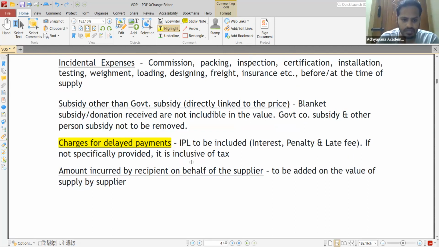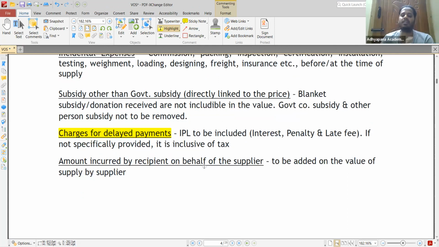Then amount incurred by the recipient on behalf of the supplier. See, I am a supplier, you are the recipient. I have agreed to transport the goods from my place to your place. When you received the product, you paid the transporter on my behalf. What we agreed was that only I will provide transportation. Since you paid on my behalf, that value has to be added to the value of supply. Clear? Because we have already agreed for that product. So that is, guys, 15.2 we have completed.